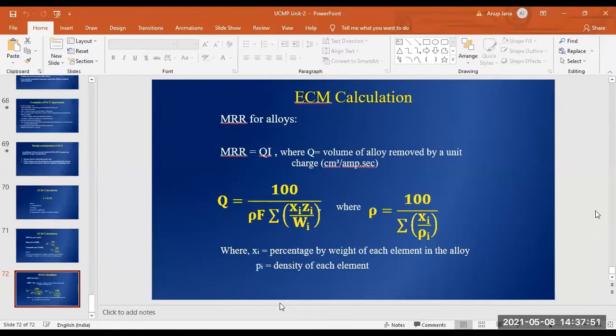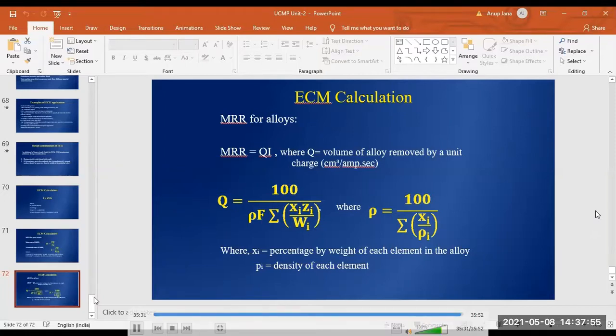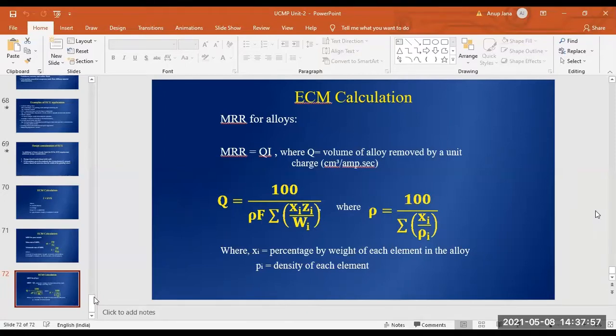So this equation also is useful. You generally will not get any problem in your exam. Okay, problem generally won't come, but this calculation of MRR is very, very important for your exam. Okay, so remember.